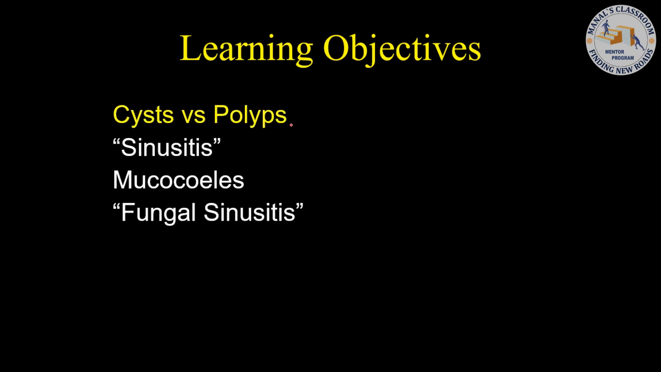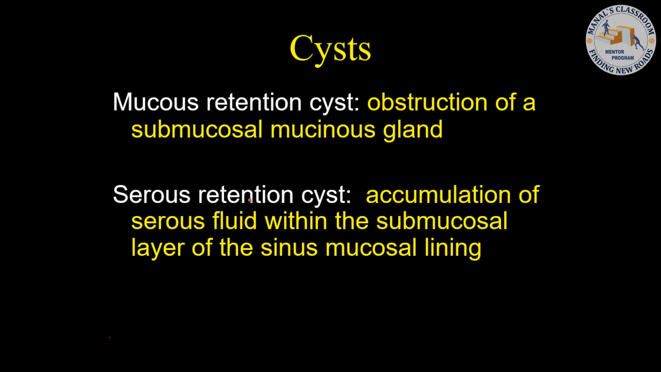So the first thing that I want to talk about is this thing of a cyst versus polyps. Oftentimes, I'm asked when someone looks at a CT or an MR, is it a cyst or a polyp? And the bottom line is we're really not going to be able to tell. Now, there are pathologically cysts in the sinuses. There's something called a mucus retention cyst, which is essentially obstruction of a mucinous gland. And there's also a serous retention cyst, which is an accumulation of serous fluid within the mucosal lining. So there are two different types of cysts.